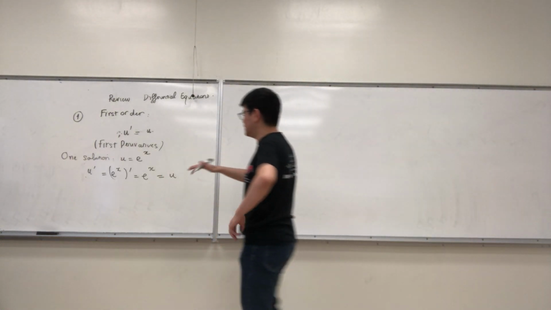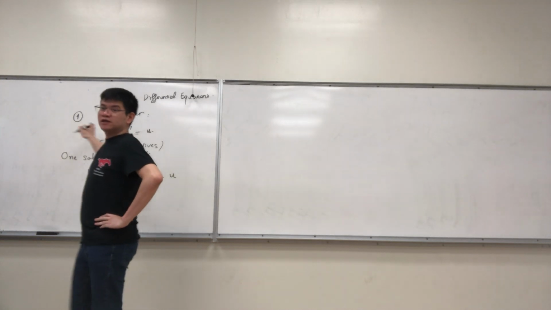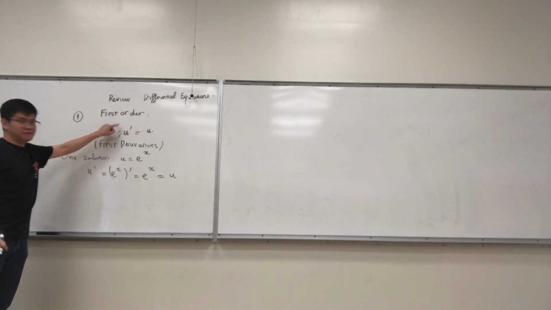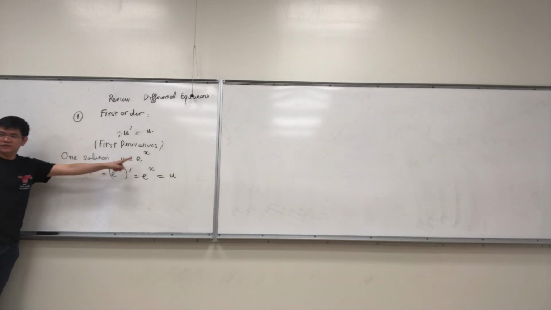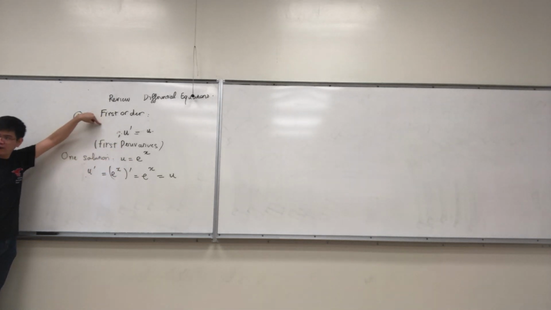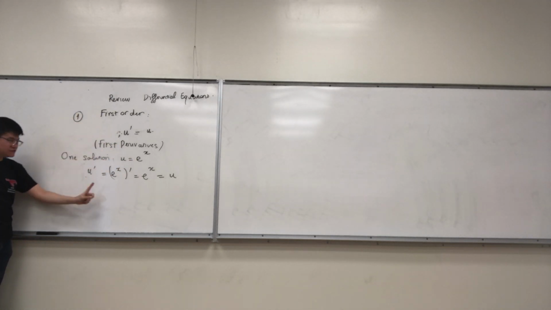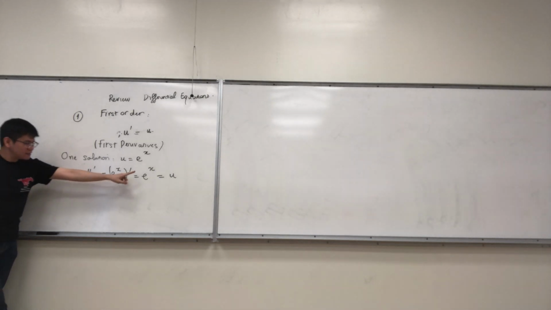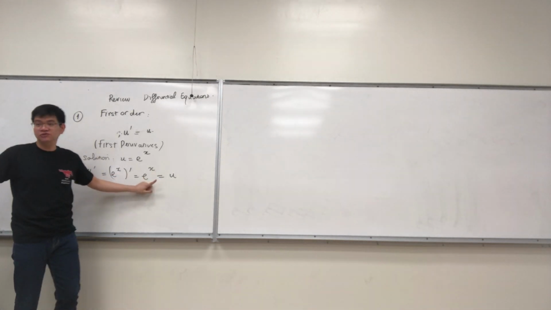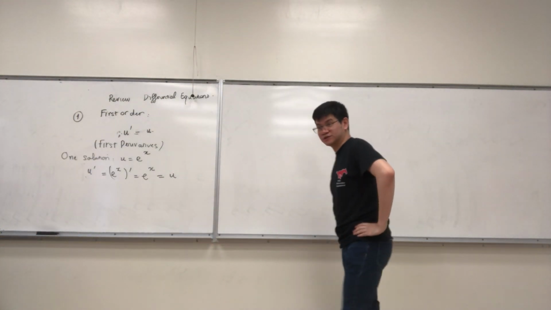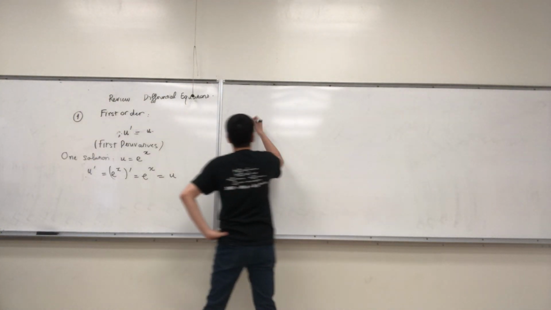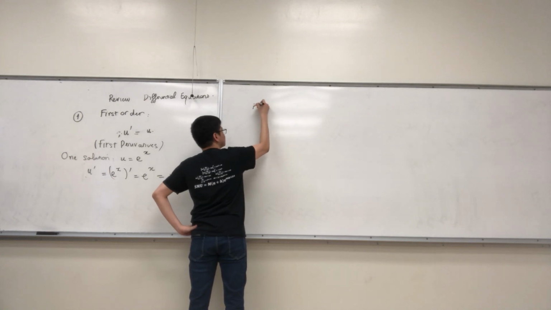All right? So I explain again. Here I have a first order differential equation, u prime is equal to u. I said that u is equal to e to the x is one solution to this one, because when I take the derivative of u, I get e to the x, and this is u. Right? So this is one solution to the differential equation. All right? But you also have another solution.